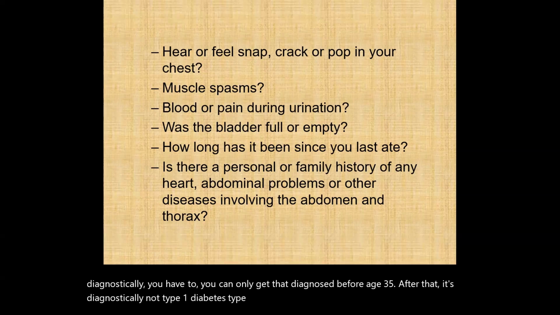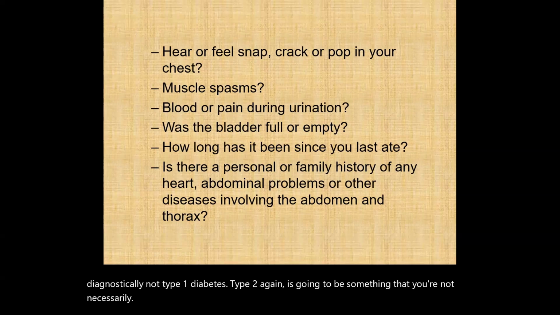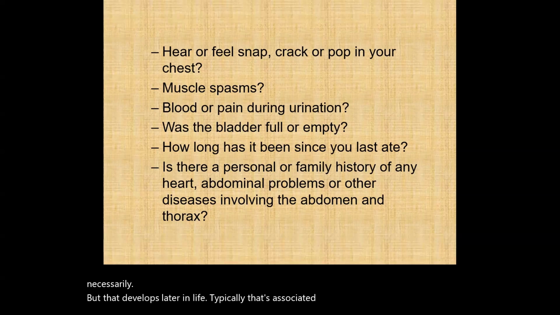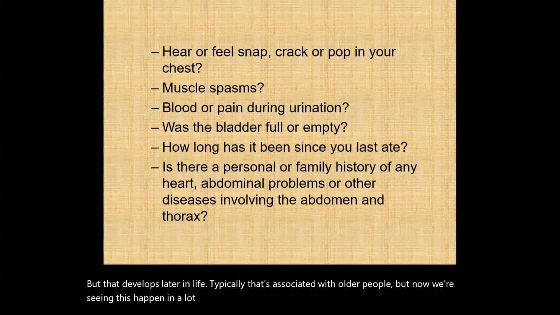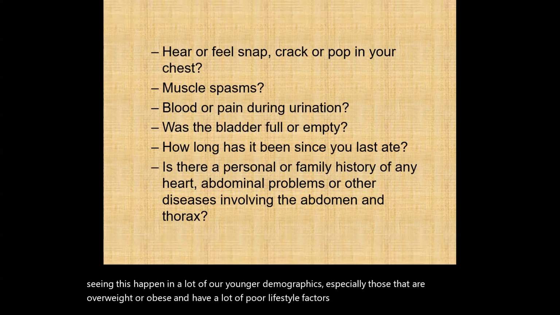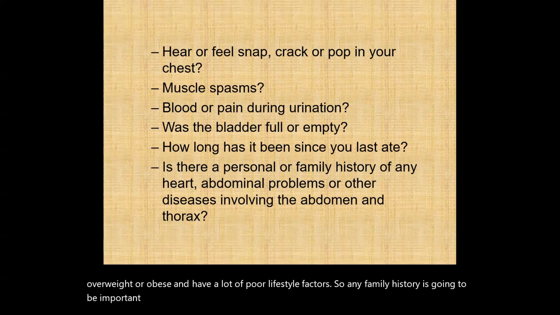Type 2, again, is going to be something that you're not necessarily born with, but that develops later in life. Typically, that's associated with older people, but now we're seeing this happen in a lot of our younger demographics, especially those that are overweight or obese and have a lot of poor lifestyle factors. So any family history is going to be important to know, even things like Crohn's disease, or just lifestyle stuff.